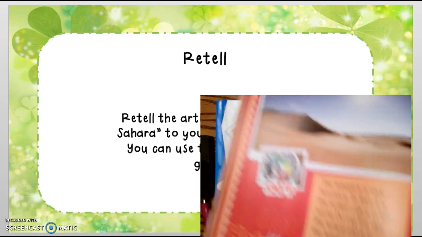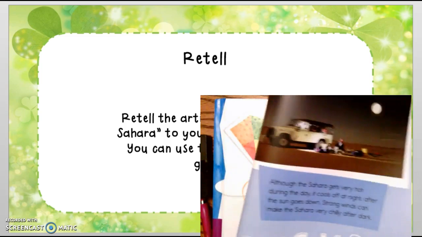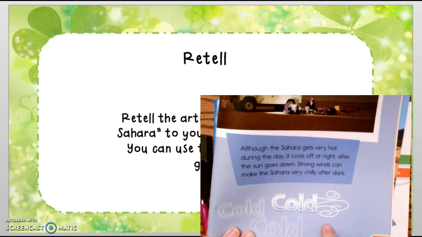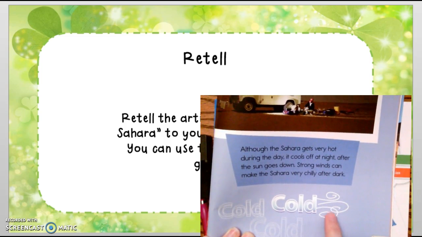Now, if you look on the next page, here we have the word cold, and you'll see there's lines curling off of the back of the word cold. Why is there a puff of wind? This is supposed to be wind. Why is there wind blowing off the word cold? This is to show that the Sahara is cold at night when the wind blows.